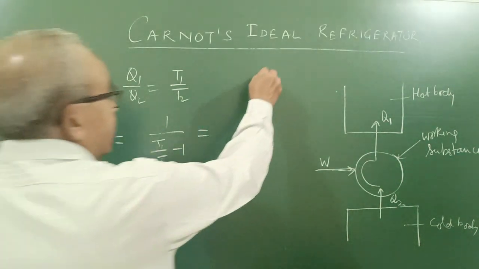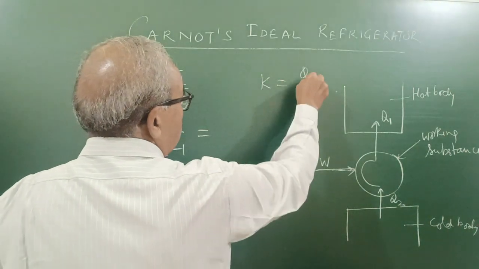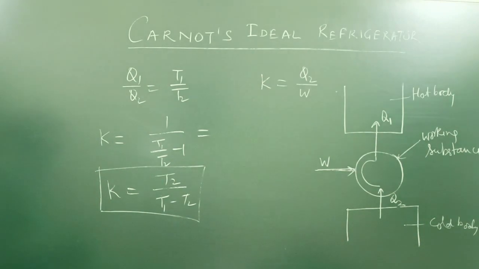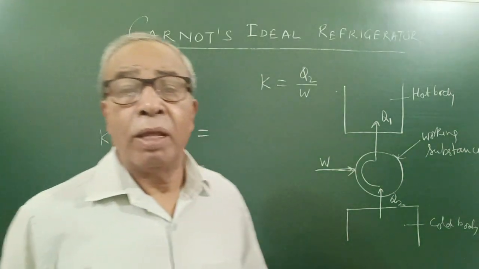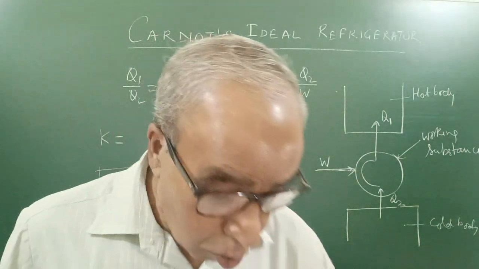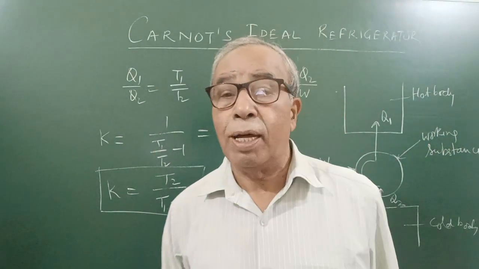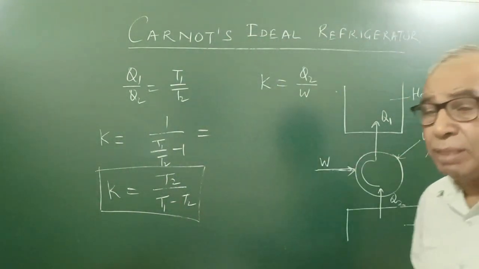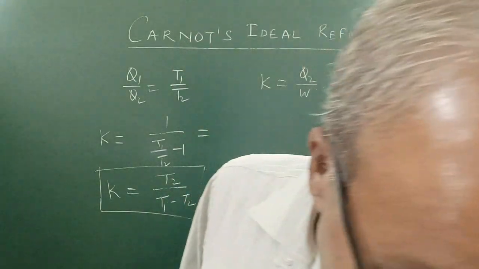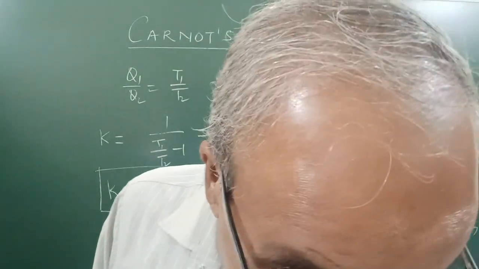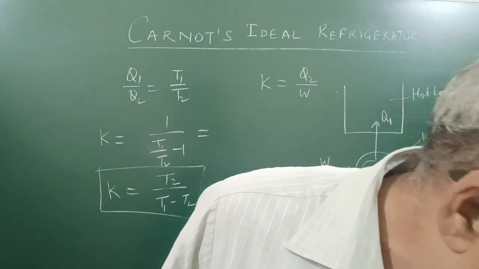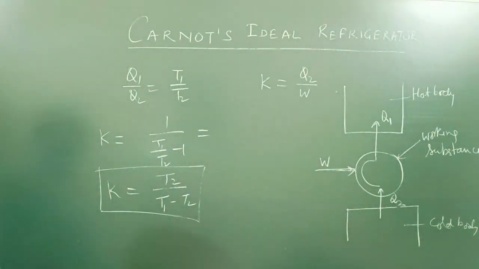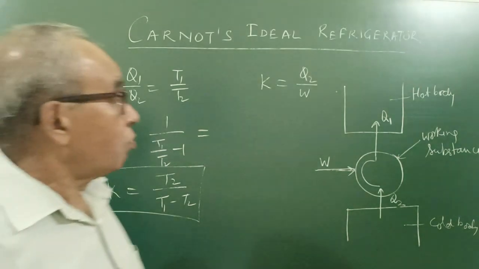Remember, K is Q2 upon W: heat extracted per unit work done. It is called the coefficient of performance. We can improve the coefficient of performance by having good insulation of the refrigerator, but that's the only thing. And the coefficient of performance typically varies in the range of 5 to 6.